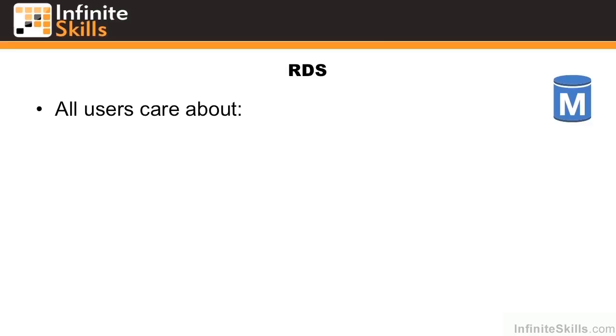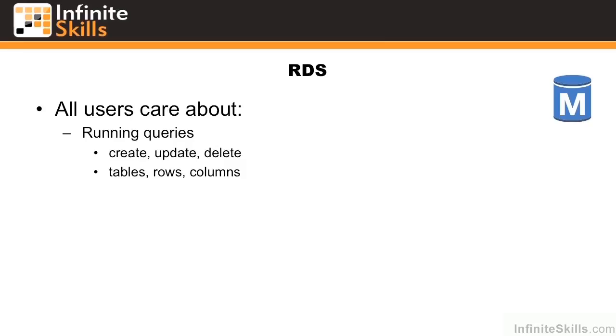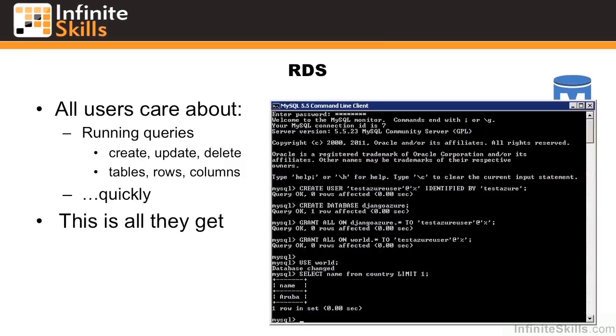What users of your RDBMS typically care about are running queries, such as create, update, and delete, on tables, rows, and columns, and they want to be able to do so quickly. This is what they're provided with inside of RDS, a SQL interface into the database itself. They have no direct ability to SSH into the server or to change hardware beyond the instance type.